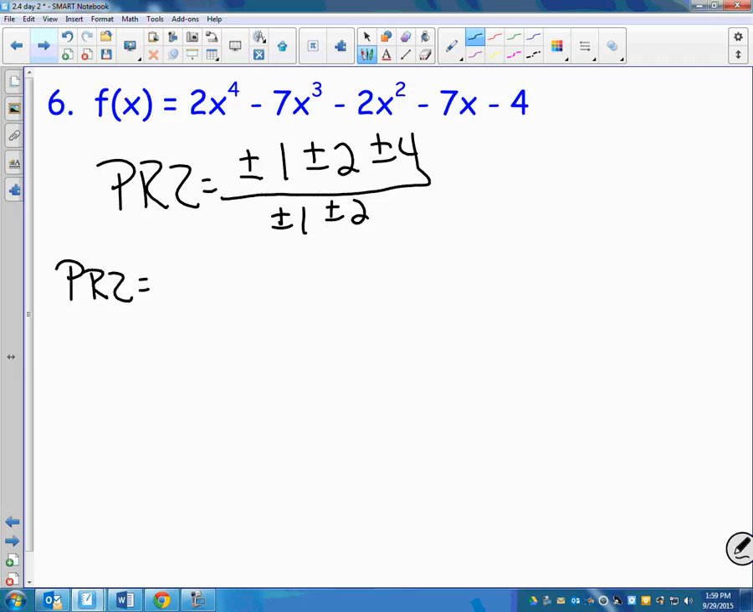This is what I meant about if it repeats, like when you simplify, you don't have to write it all again. So plus or minus 1, plus or minus 2, plus or minus 4, plus or minus 1/2, but 2 over 2 is 1, and 4 over 2 is 2, so there's really only 8 choices there, right? Well, I put them in numerical order on the top, and then I do all the top ones.